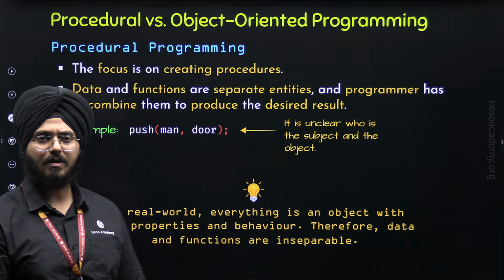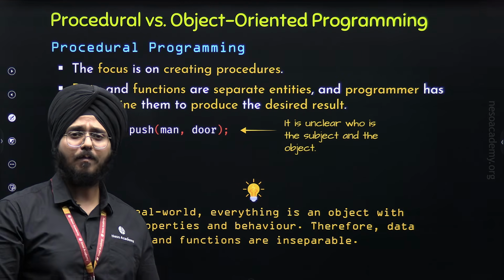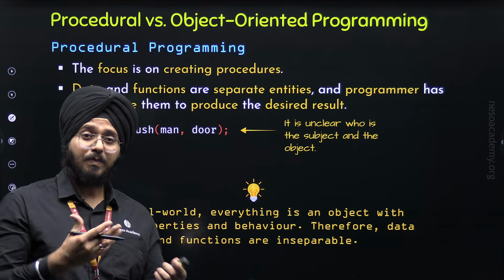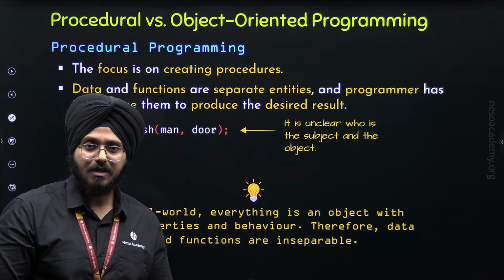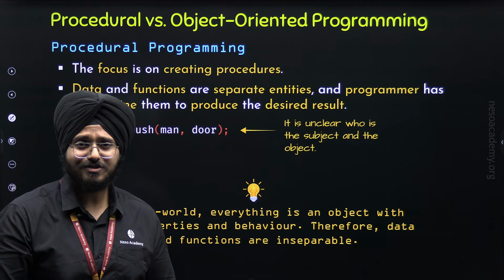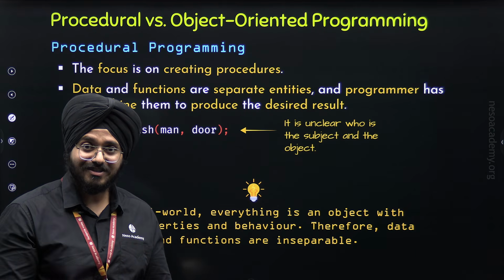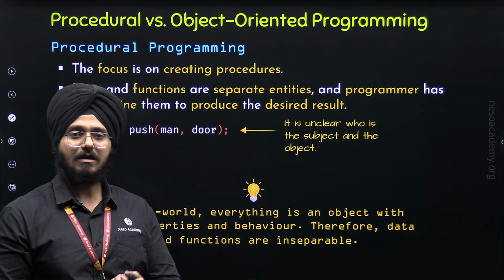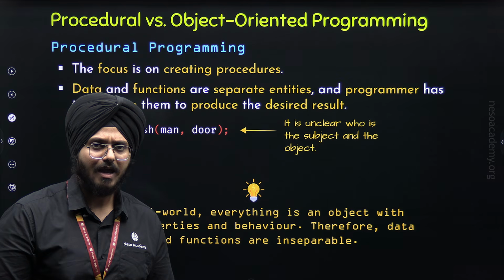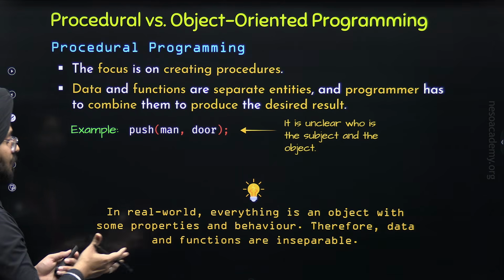Let's take one example. Let's take the example of a car. Car has properties like color, mileage, speed, or we can say maximum speed. Apart from this, car also has some behaviors. It has the behavior to stop, to start, or to move. These are different behaviors of the car. So clearly, an object has properties and behavior tied to that.